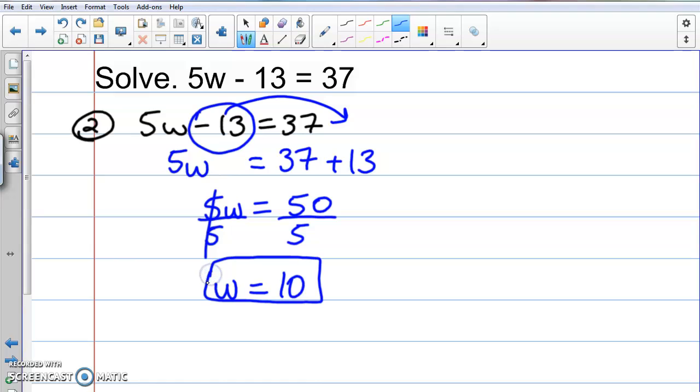Once again, if you did want to check it, you can just come up here, replace W with 10, and say 5 times 10 is 50. 50 minus 13 does indeed give you 37, so that works. But it didn't ask for a formal check, so we didn't really need to do that part. But sometimes if you're curious about your answer, you can always check it.